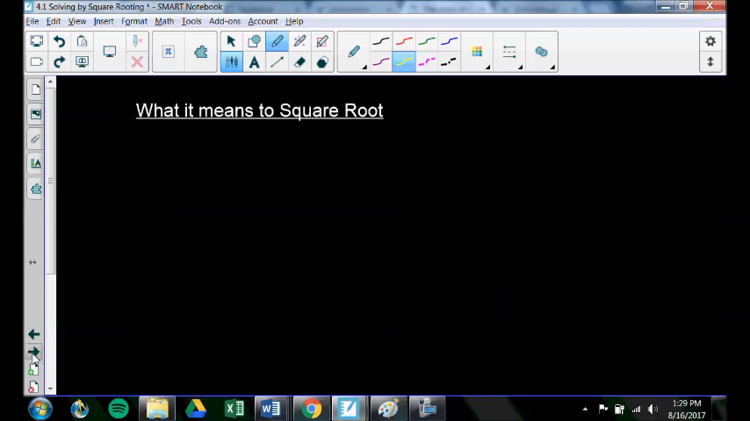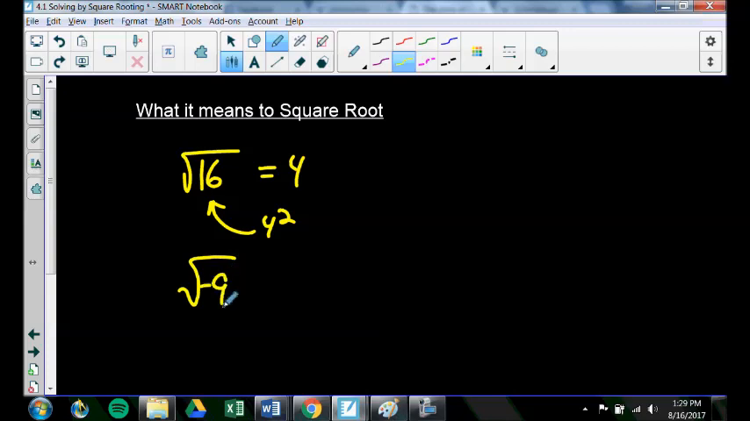When you're square rooting, what it really means is you're asking, say we have the square root of 16, what number times itself equals 16? So this is, of course, 4, because 4 times itself gets you 16. And you can't have a square root of negative 9, because there's no number that, multiplied by itself, gets you negative 9. 3 times 3 is 9. Negative 3 times negative 3 is also positive 9. And 3 times negative 3 is not the same number times itself, so there's no real square root of a negative number.